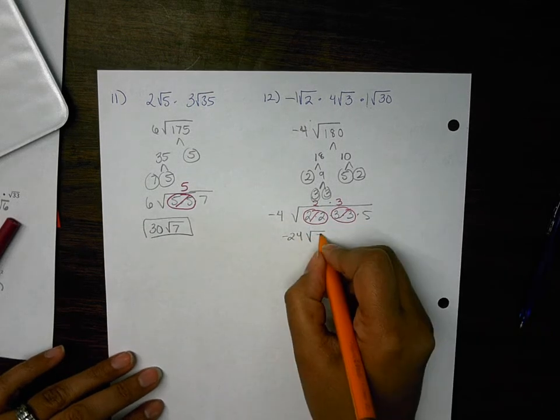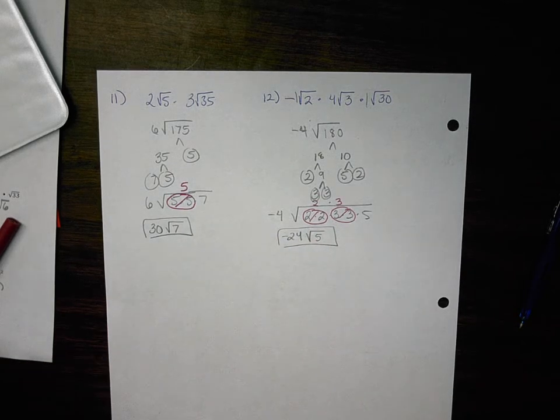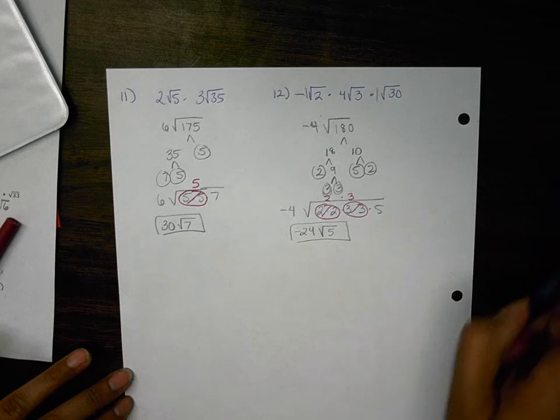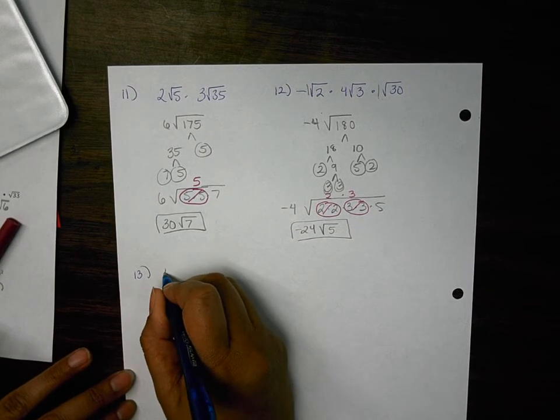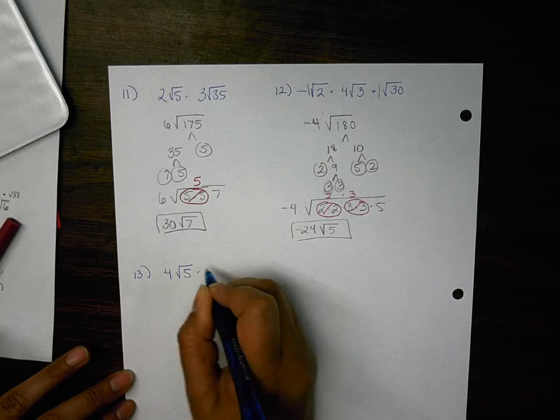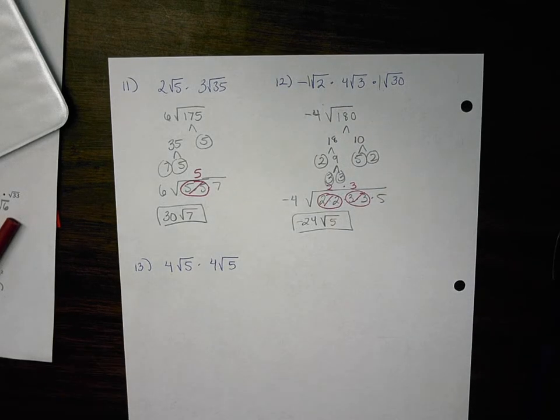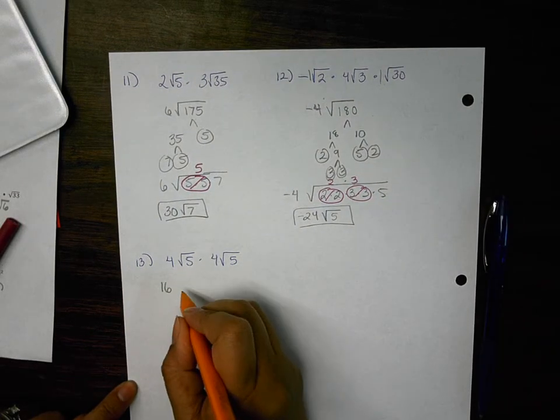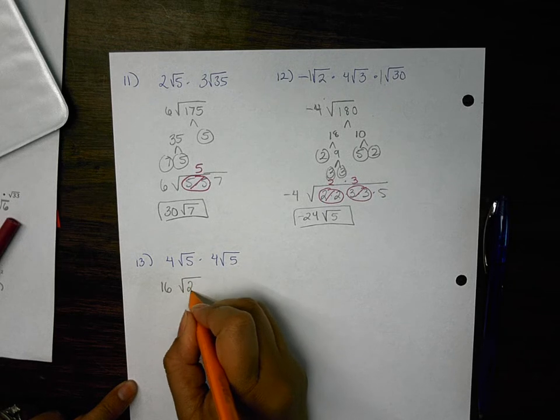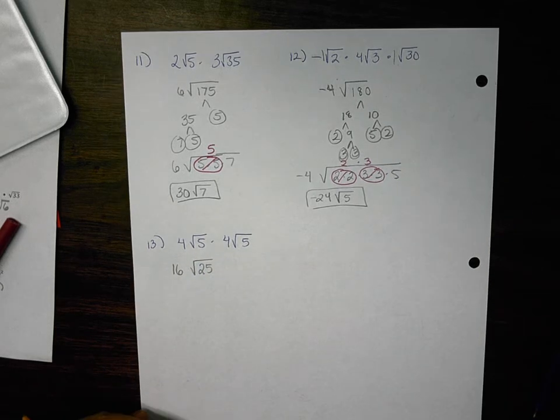All right, questions? No? Getting a little easier? Yes. Okay. Number 13, 4 root 5 times 4 root 5. What's 4 times 4? 16. What's 5 times 5? 25. And do I have to break it down or can I use the shortcut? Short. What's the square root of 25?